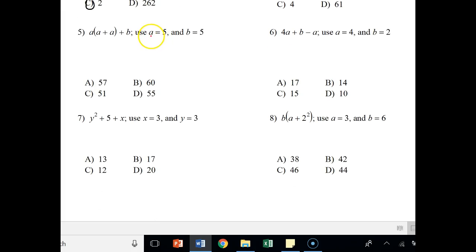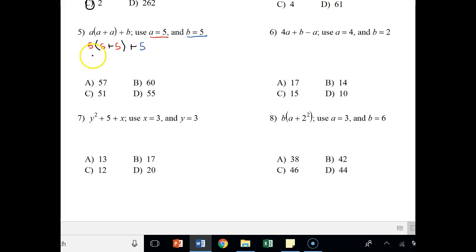We have A is equal to 5 and B is equal to 5. So interestingly enough, we'll just have a whole bunch of 5s on this one. So I have 5 parentheses 5 plus 5, close the parentheses, plus, and then this 5 is meant to be B. Right? So again, we have to do parentheses first.